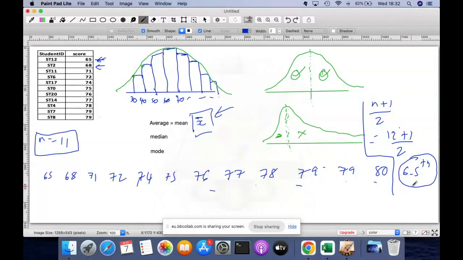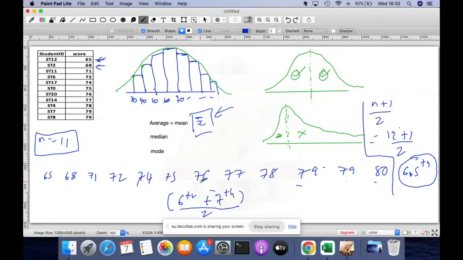Okay, but now you can see that, wait, hold on. This is 6.5. This is a decimal. So how do I make sense of 6.5 when I'm counting? All right, so when it's 6.5, that means you take the sixth number, and because 6.5 is in between 6 and 7, you're going to take the sixth number and the seventh number, right? And you add them up, and you divide by 2.